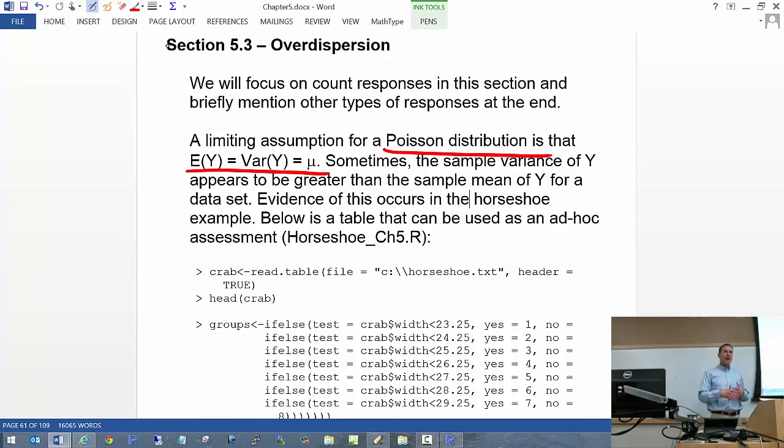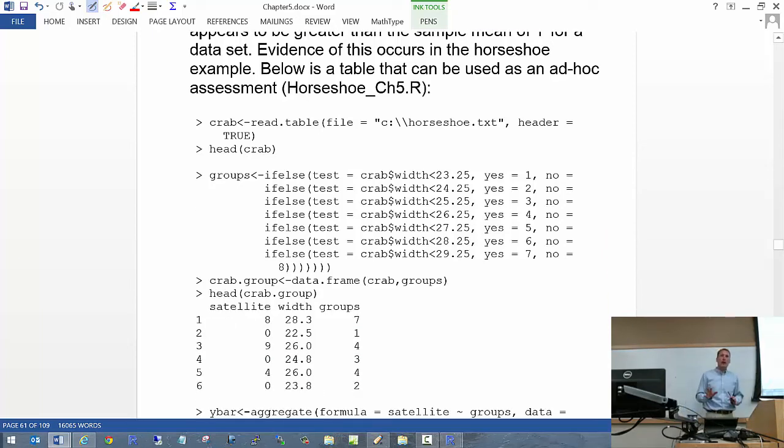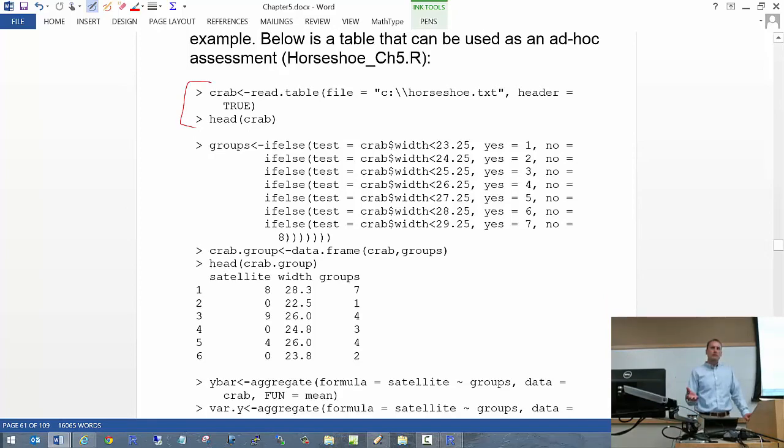So let's look at an ad hoc way, first of all, to detect if overdispersion happens. This is with that horseshoe crab example that we saw in chapter 4. I just read in my data like we did before, and then I put the data into groups. The way I'm going to do this is use nested if-else functions. So if-else, test my width. Remember with the horseshoe crab data, width was the explanatory variable and the response was the number of satellites around a female crab.